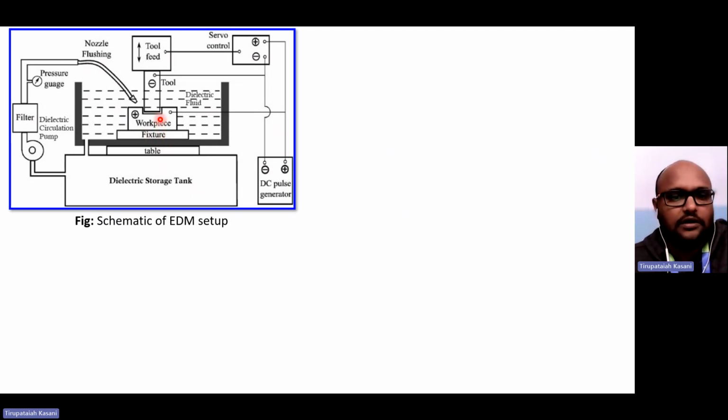This is the one. Means what is happening, what is the reason for removing the material using this tool with the workpiece? Okay, as we have seen, there is no direct contact of the tool and the workpiece in AJM as well as USM. Similarly, here also in EDM, there is no direct contact of the workpiece and the tool. Here, there is a gap between these two. How is the material removed from the workpiece?